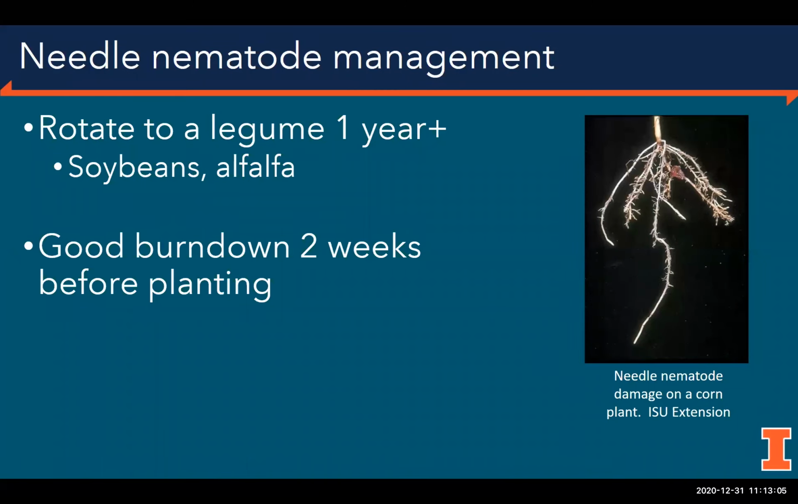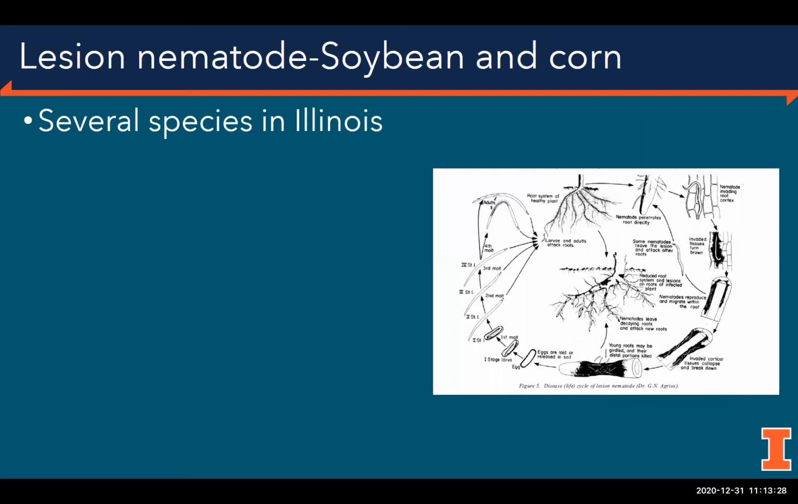If you're on sandy ground with a history of needle nematode, your irrigation management is going to be important as well. Minimize your irrigation early in the season, and maybe focus on more frequent but smaller amounts after you start getting the tassels coming out. That's probably when you're really going to need that irrigation if it is dry.